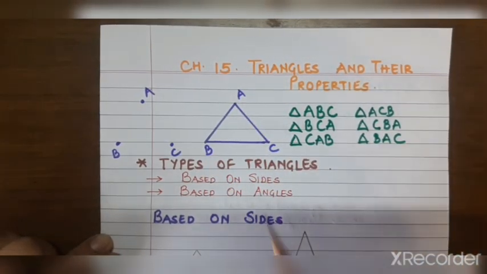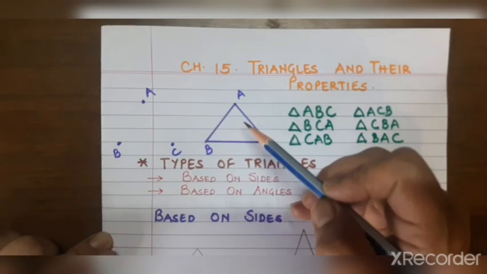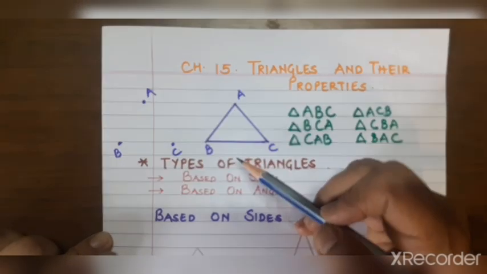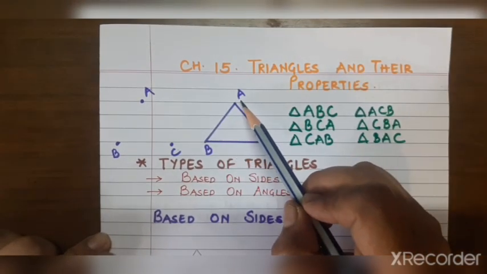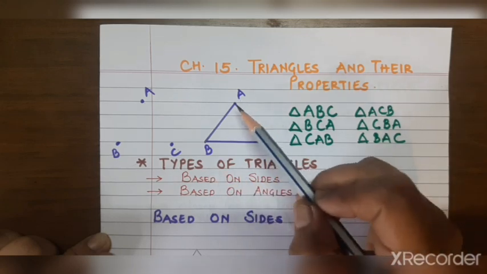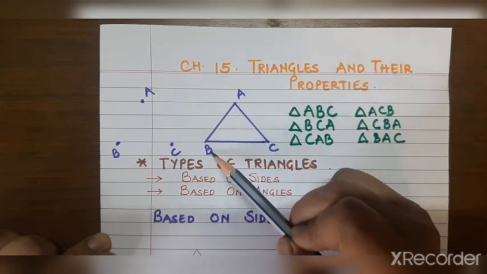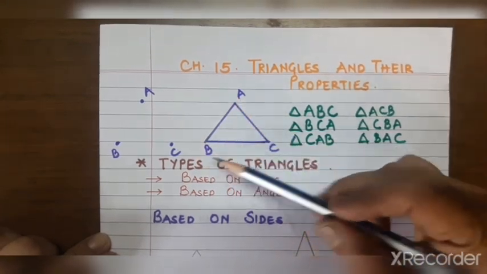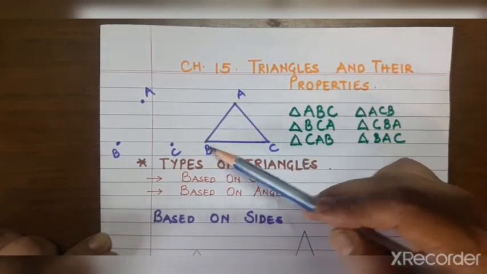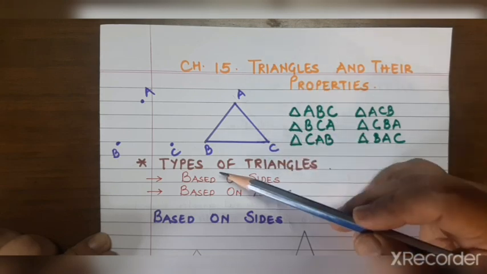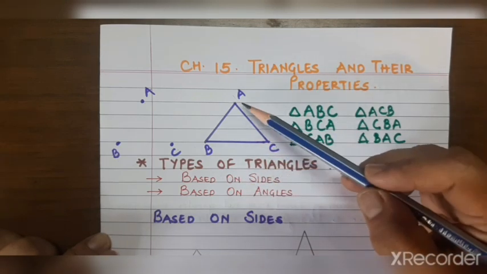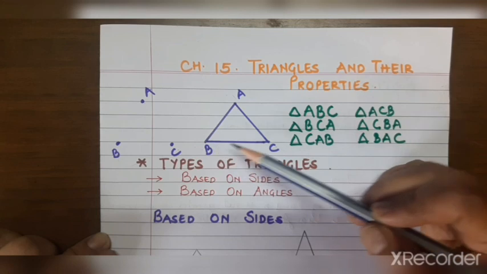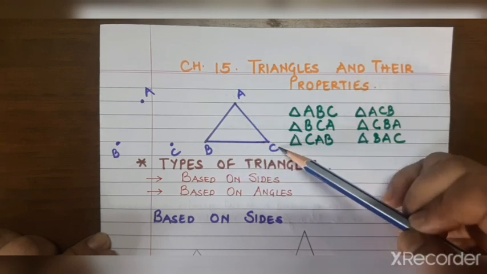Now here a triangle has vertices and sides. So in this particular triangle we have vertex A, vertex B, vertex C. These corner points are called vertices. So vertex A, vertex B, vertex C. Same way, the triangle has three sides. So side AB, side BC and side AC.